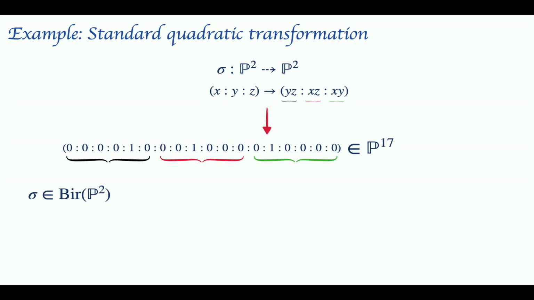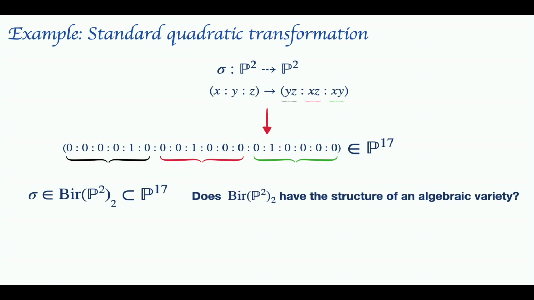So we say that sigma is a birational map, and we denote this map as being in P2, and because it is given by forms of degree 2, we put 2 here. So it means that sigma is a birational map from P2 to P2 of degree 2. But naturally, you can suppose that all of these birational maps over P2 of degree 2 are naturally living in the P17. So the question is, is there any algebraic structure for these corresponding points in P17?